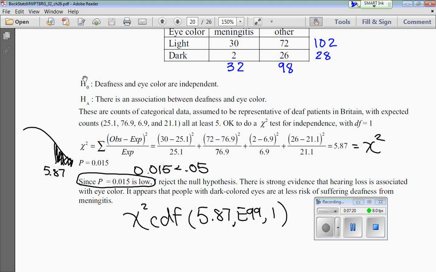No. That's what we're trying to figure out. How does 25.1 come up? So how did 25.1 come here, and how did 76.9 come here? These are your expected counts, 6.9 and 21.1, assuming the placement of light, dark, meningitis, and other is the same. You figured it out for us, Devin? Yes. Please.